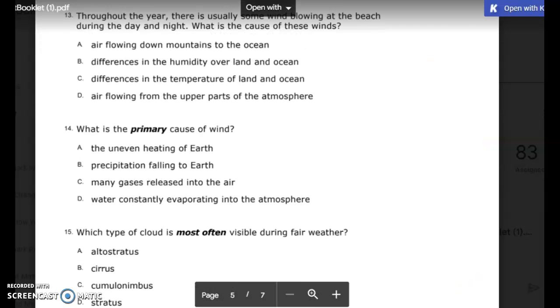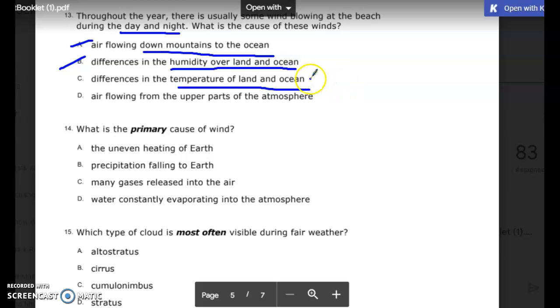We're like halfway through the study guide, and I don't see anything that's overly hard yet. Throughout the year, there's usually some wind blowing at the beach during the day and the night. We know those as sea breeze and land breeze. What is the cause of these winds? Nolan, is it air flowing down the mountains to the ocean? What a ridiculous answer. Differences in humidity over the land and ocean. Differences in temperature of the land and the ocean, and air flowing from upper parts of the atmosphere. That's part of it, but that's not the entire answer. Your best answer is C.